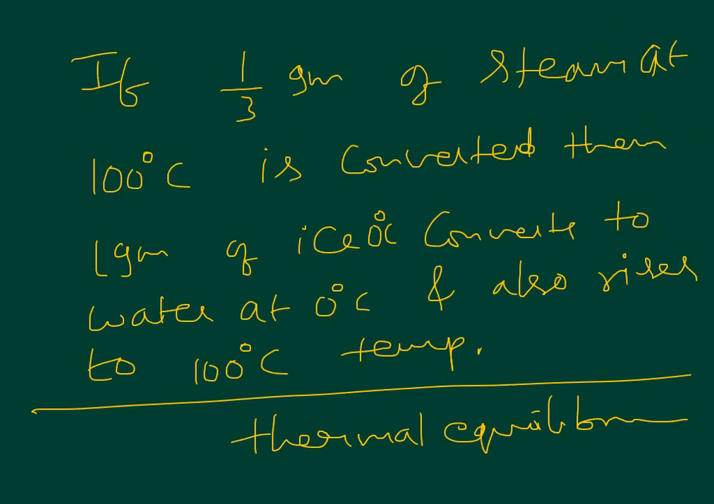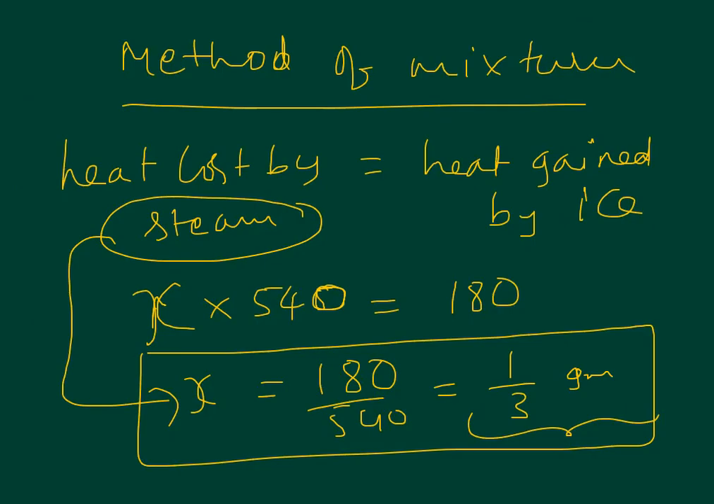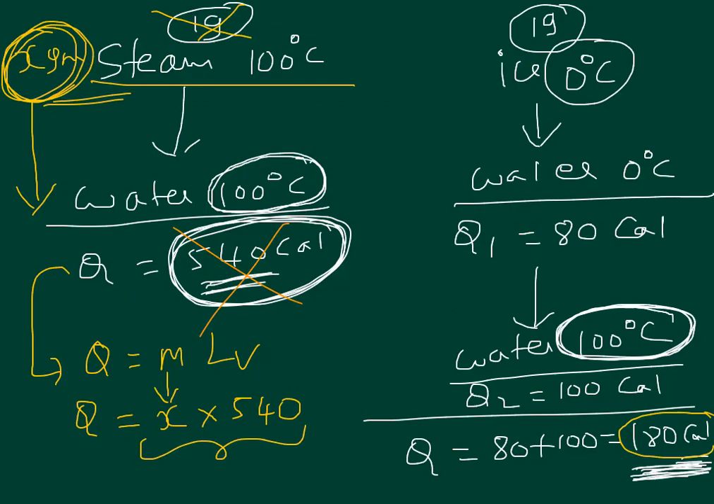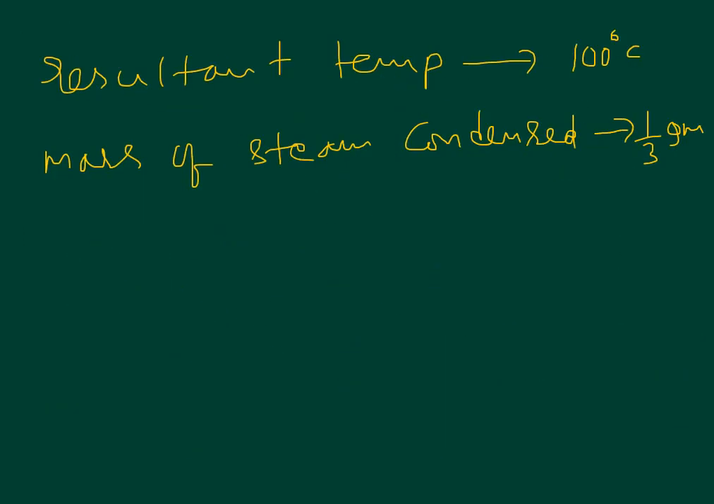Observe carefully here what I told. 1/3 gram of steam at 100 degrees centigrade is converted to what? It is converted to water at 100 degrees centigrade. That is nothing but condensation. So we can call it the mass of steam condensed is 1/3 gram.